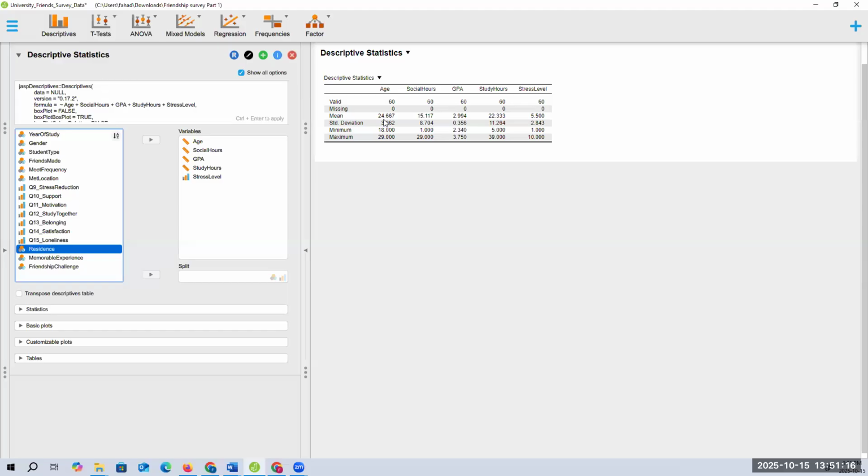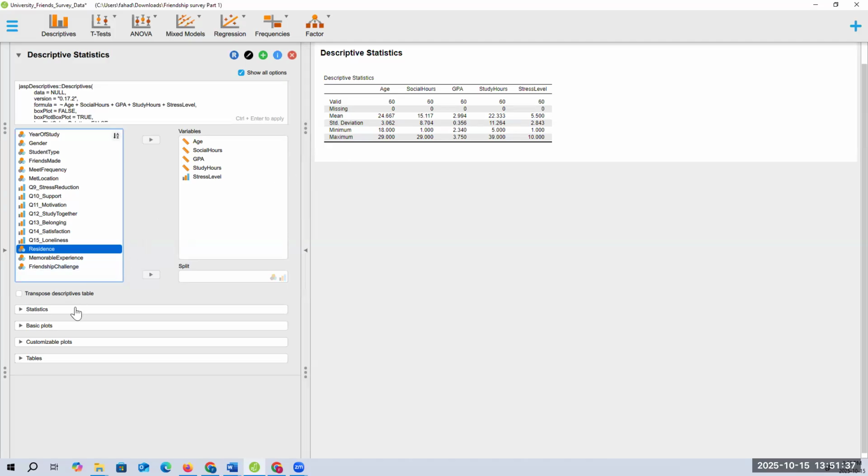And the mean was 24 in terms of age. Then we have social hours, where 15 is the mean number of hours, GPA 2.99, study hours 22.33 average, and stress level is 5.5.